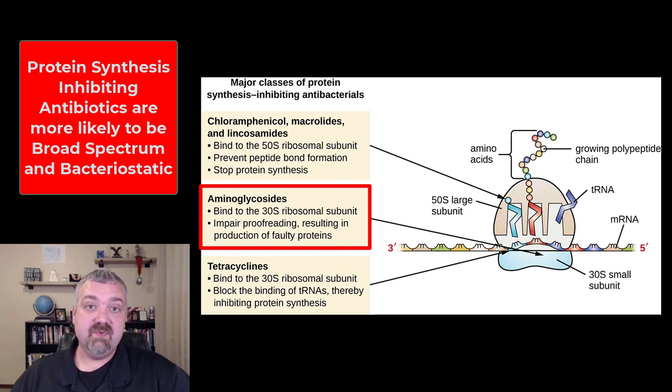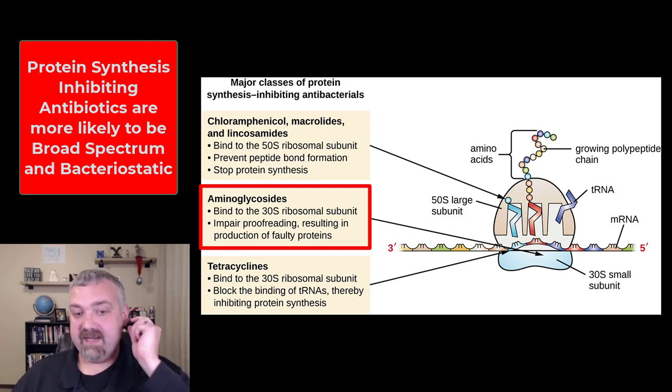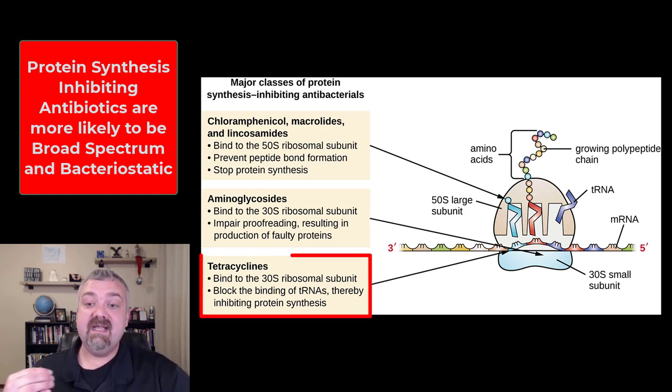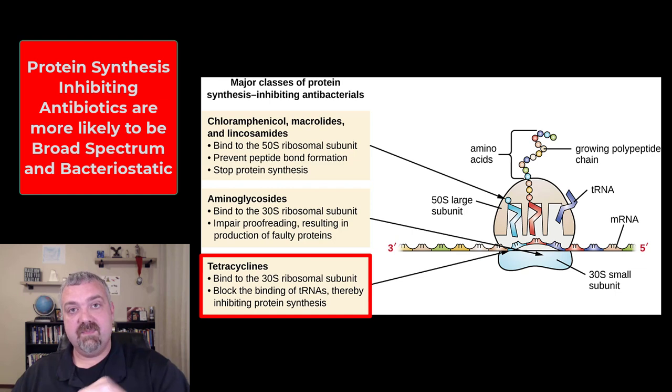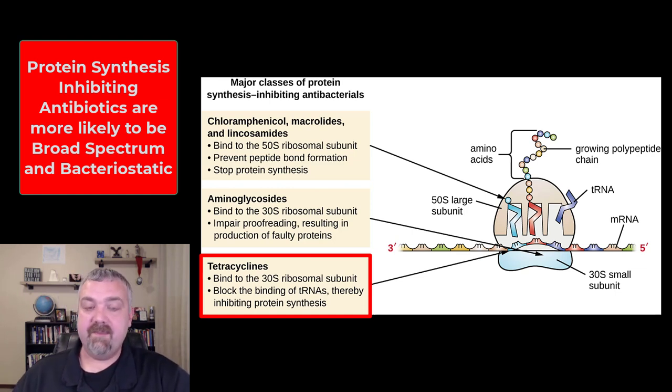The aminoglycosides, which we're going to cover in this first video, bind to the 30S subunit, but not in a way that stops the production of proteins. It impacts the ability of these ribosomes to do proper proofreading, which means they're going to make faulty proteins that hopefully won't work and will destroy the cytoplasmic elements or internal structures of bacteria. And then you have tetracyclines. They bind to the 30S subunit as well, but they actually block the production of proteins. So we'll cover them separately.